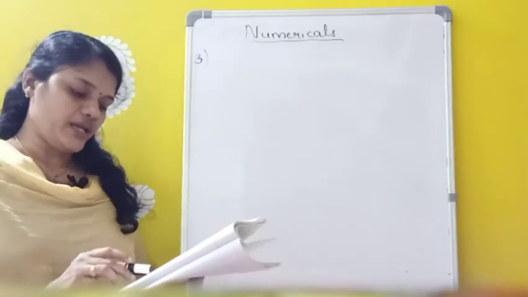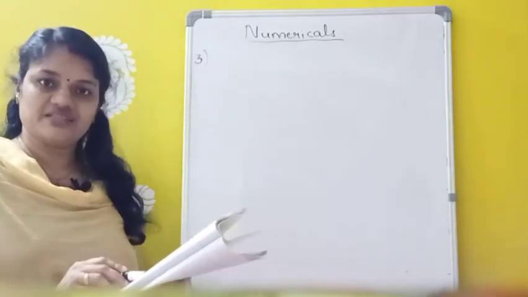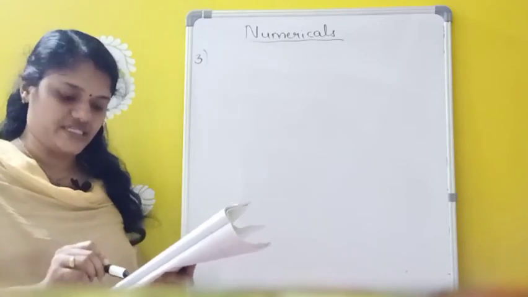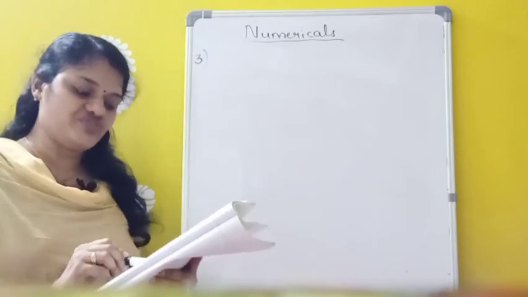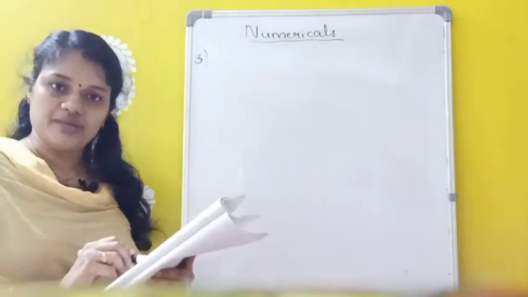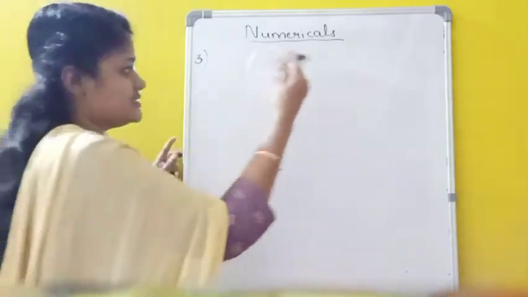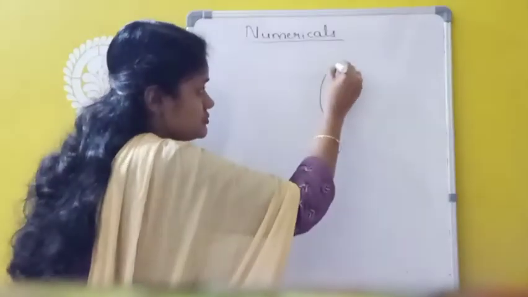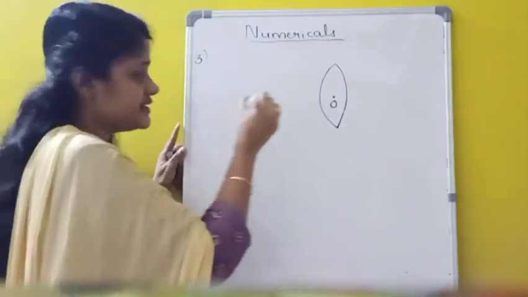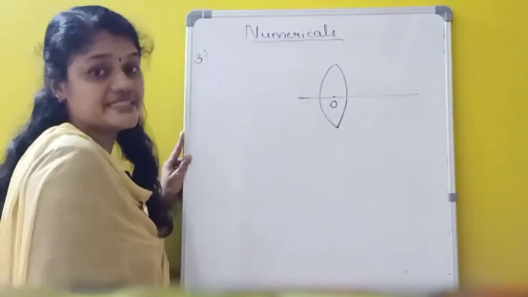Third problem. A convex lens forms a real and inverted image of a needle at a distance of 50 cm from it. So needle is the object here. This convex lens is forming a real inverted image at a distance of 50 cm from it. So I am drawing a convex lens here, and it is forming a real inverted image at a distance of 50 centimeter.